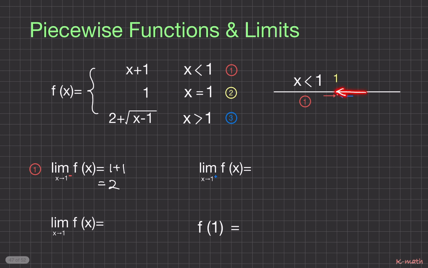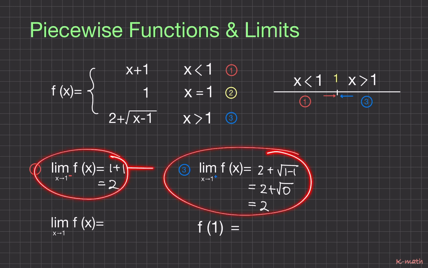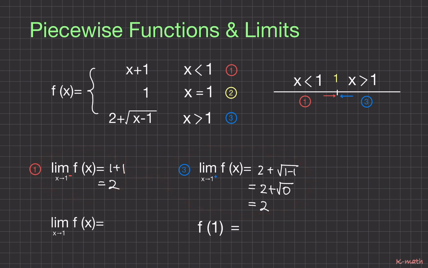Now from the right, the x values are greater than 1. That means we use the third expression. So the right-hand limit equals 2 plus square root of 1 minus 1, which is 2 plus square root of 0. That gives 2. The left-hand limit and the right-hand limit are the same. So the limit as x approaches 1 equals 2.